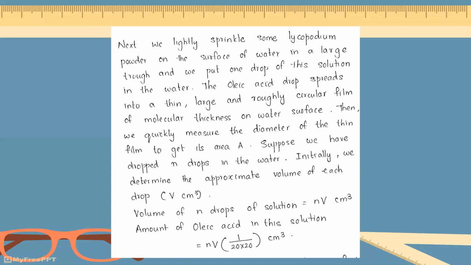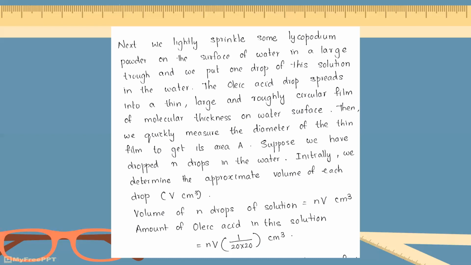Now, if we can find the thickness of that layer, that is nothing but the size of the molecule. Then what we do? We first measure the diameter of this thin film to get the surface area of that film. That is the drop which we have put on the water, which is spreading. We take the size of that circular drop, which is formed as a thin layer, that is called a film. We measure the diameter of the thin film.